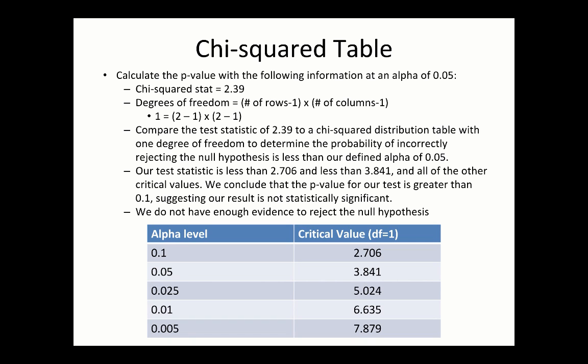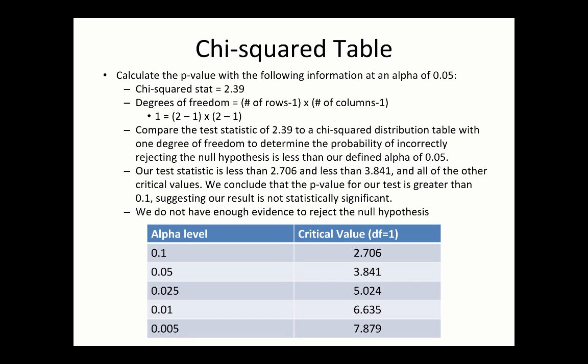First, you take the number of rows minus 1, times the number of columns minus 1. In our example, there are 2 rows, males and females, and 2 columns, home and not home. Therefore, our degrees of freedom comes out to be 1. If we take a look at the chi-squared distribution table, we need to find where our test statistic of 2.39 fits. You can see that our test statistic is less than 2.706 and less than 3.841 and all the other critical values. Therefore, we have to conclude that the p-value for our test is greater than 0.1, therefore suggesting our result is not statistically significant.